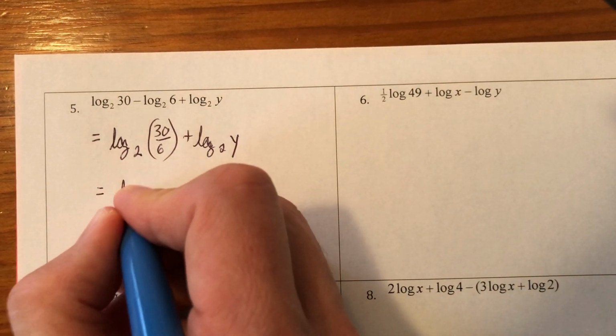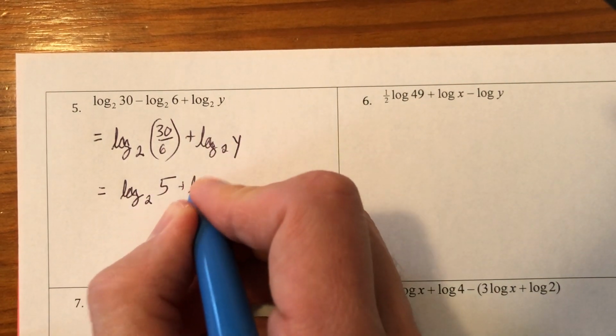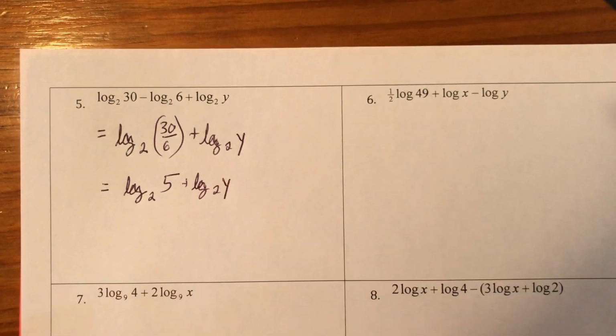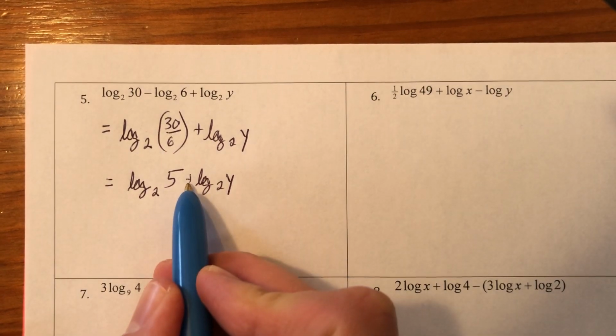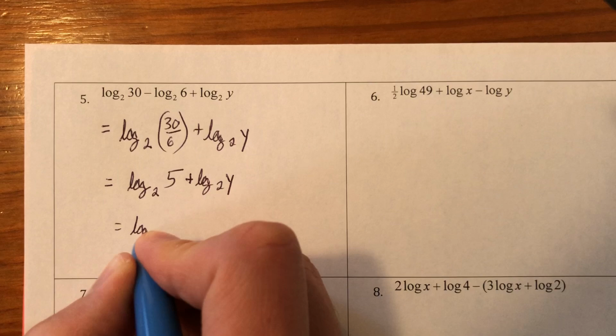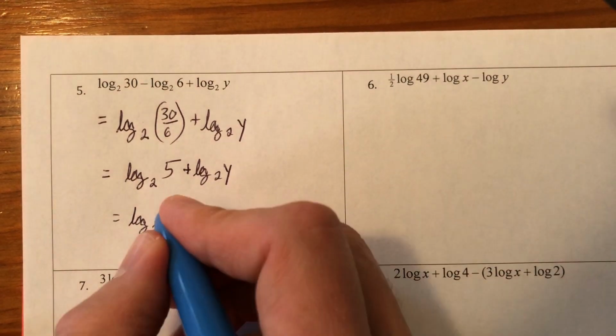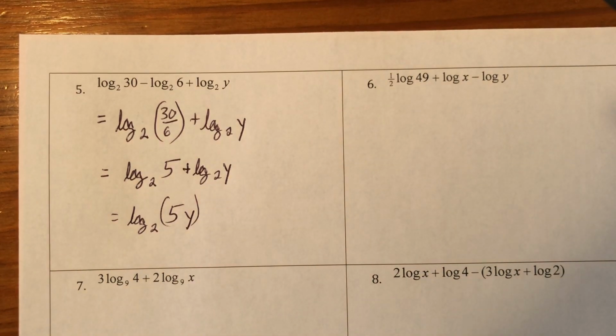So, one extra step. Log base 2 of 5. 30 divided by 6 is 5. There we go. Now I'm adding logarithms, so I will multiply. So I really have, final answer, log base 2 of 5 times y. This is acceptable. Some people put it in parentheses. Either way is good with me.